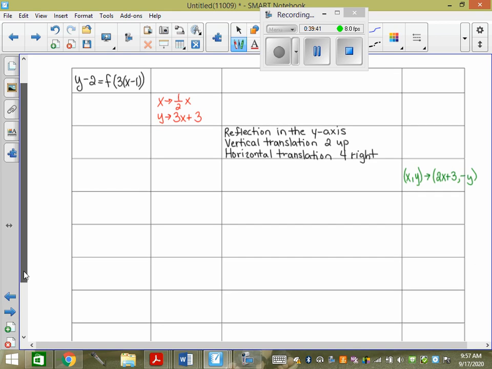Yep. In replacement one, do you want it to be 3y plus 3 or 3x plus 3? Yeah, that's supposed to be a y. 3y plus 3.